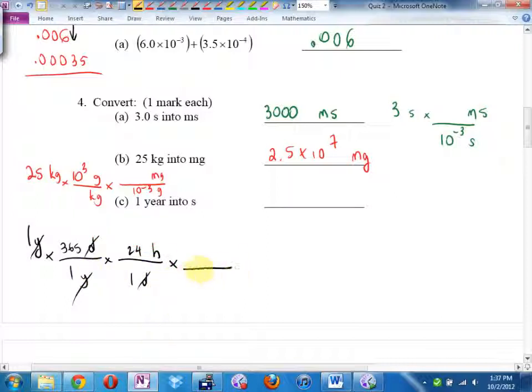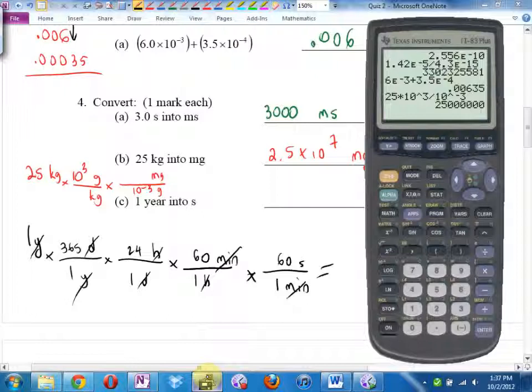And I know that 1 hour is 60 minutes. Yay, and the hours cancel. And I know that 1 minute is 60 seconds. Yay, and the minutes cancel. And so, let's see. I'm not going to bother typing the ones. 365 times 24 times 60 squared, because there's two 60s.